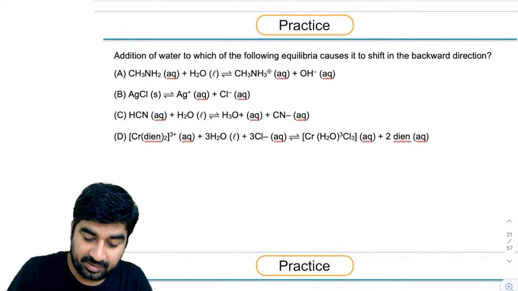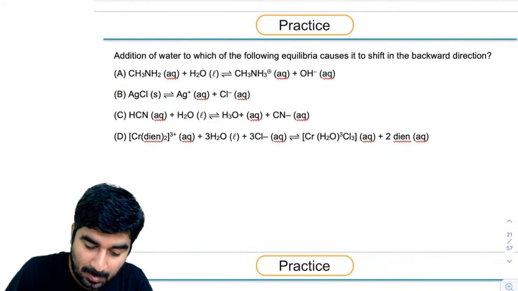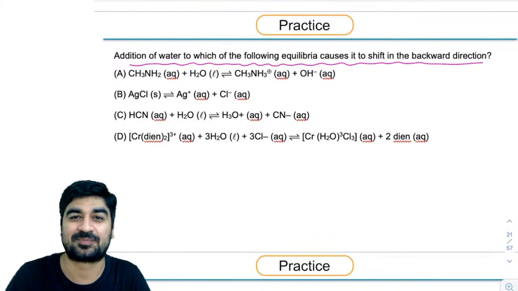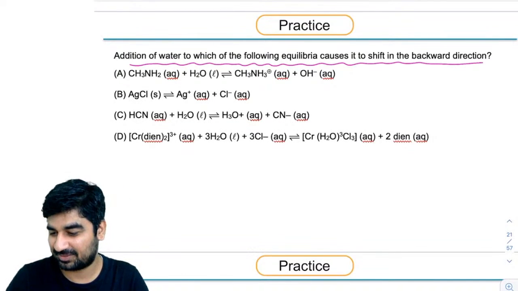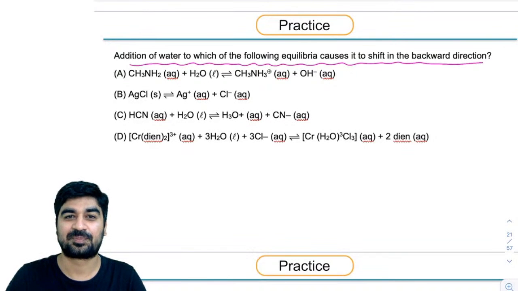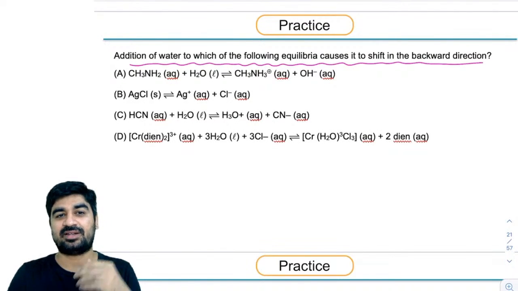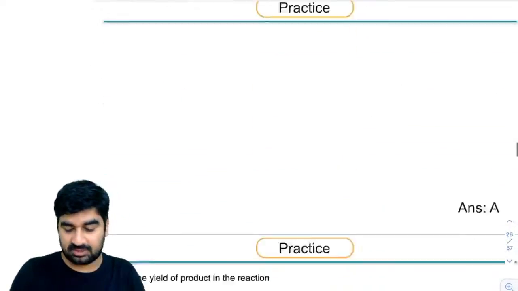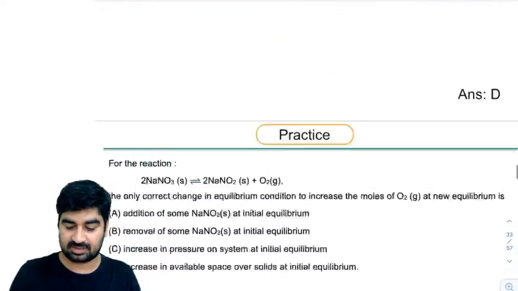So, guys, addition of water to which of the following causes the equilibrium to move backward? Can you tell me? I will discuss all these problems, but before that, let's start first.